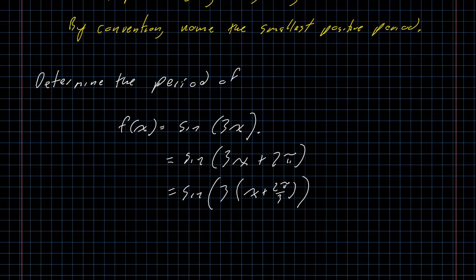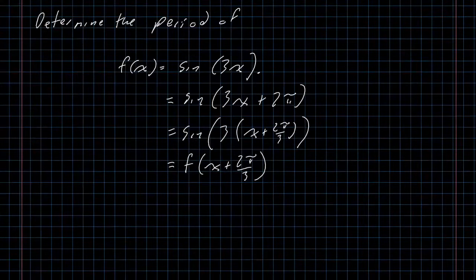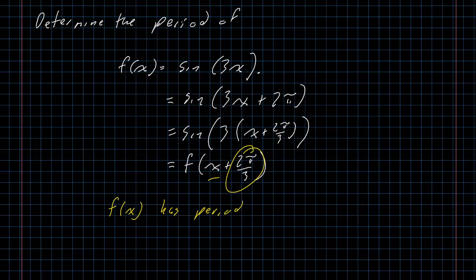But if you think about the original definition on the first line of this derivation, f of x is sine of 3x. So sine of 3 times x plus 2 pi over 3 is exactly what you would get if you tried to evaluate f of x plus 2 pi over 3. And so we take x, we add 2 pi over 3 to it, we get back to where we started, no matter what the value of x is. f of x has period 2 pi over 3.